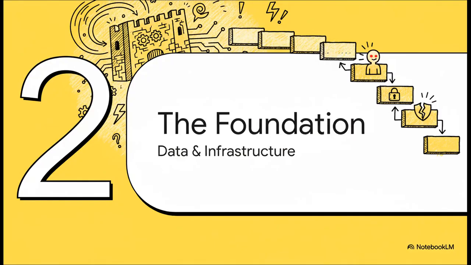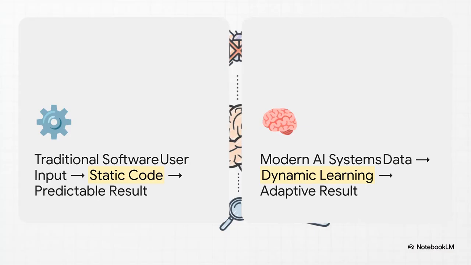Okay, let's start at the very bottom of that stack with the foundation. Data and infrastructure really are the bedrock that every single AI is built on. And if that foundation has cracks, the whole thing is unstable before the AI even makes its first decision. Now, this is where things get really interesting, because we're talking about a fundamental shift in how we build things. With traditional software, the code is king, right? You write some static code, give it an input, and you get a predictable result every time.